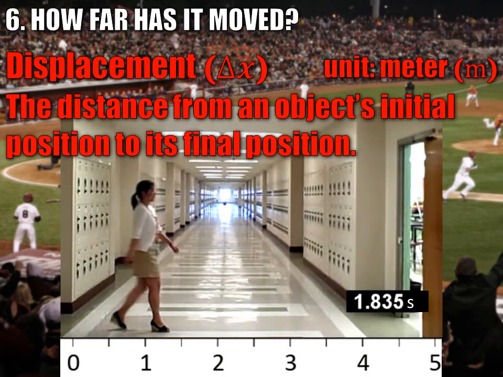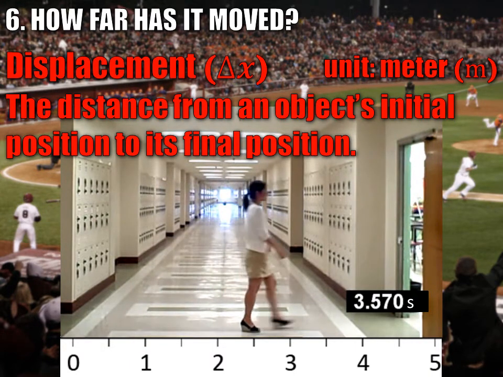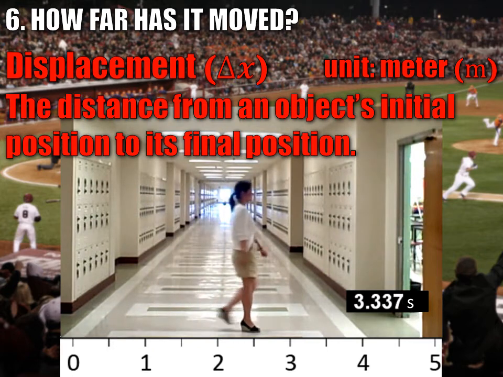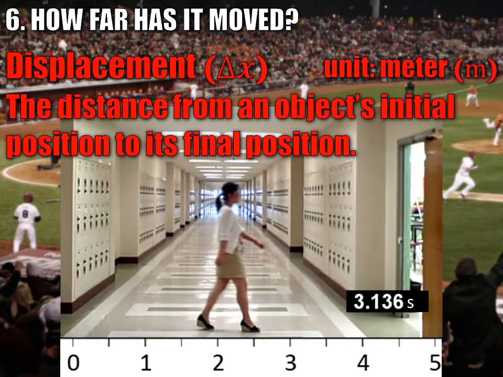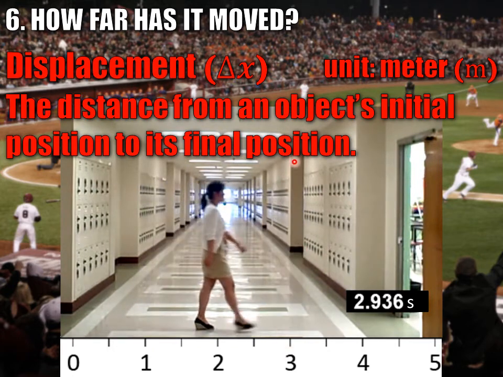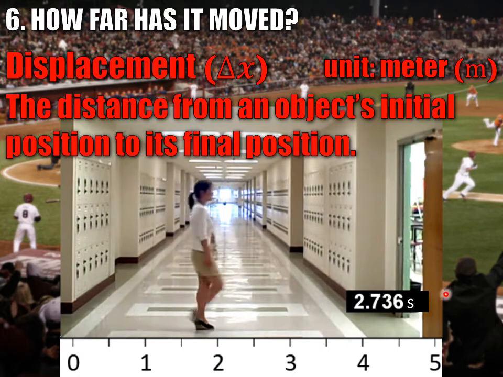Let's look back at the video of Miss Wu. And now we're going to start this video at 1.835 seconds, or approximately 2 seconds. And notice her position is at 1 meter. This is her initial position. And as she walks, there's her final position. Her final position is about here. And notice what time her final position is.